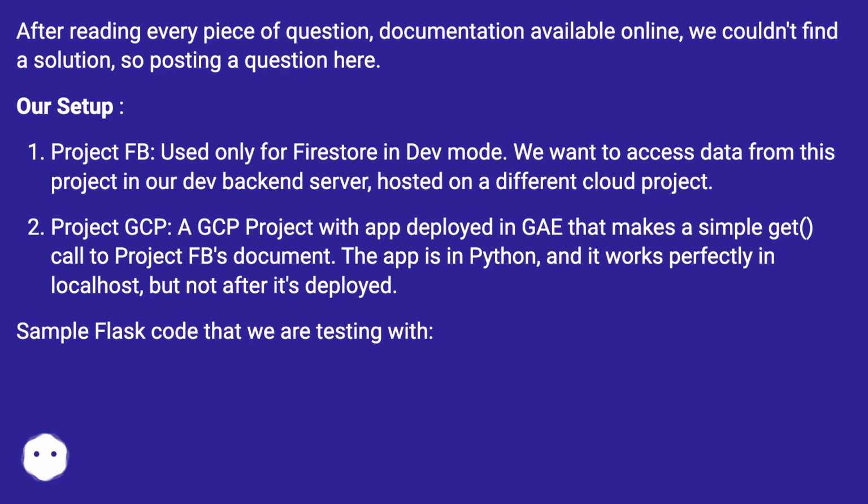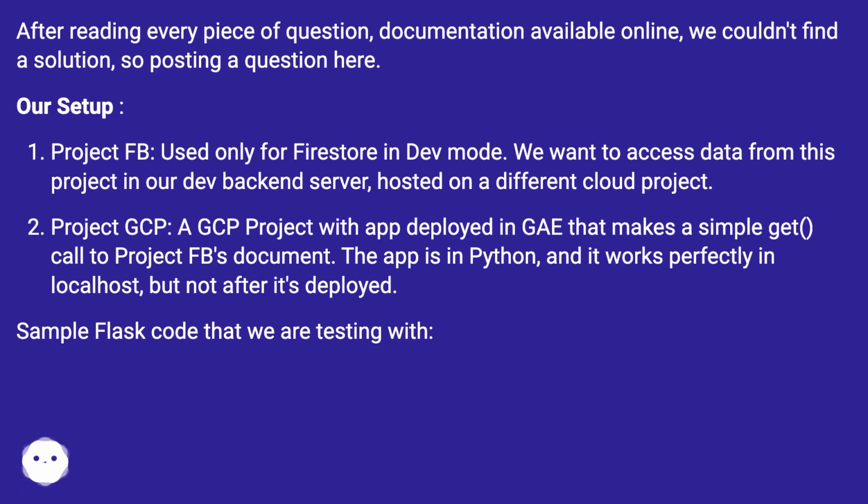Our setup: Project FB, used only for Firestore in dev mode. We want to access data from this project in our dev backend server, hosted on a different cloud project. Project GCP, a GCP project with an app deployed in GAE that makes a simple get call to project FB's document. The app is in Python, and it works perfectly in localhost, but not after it's deployed.